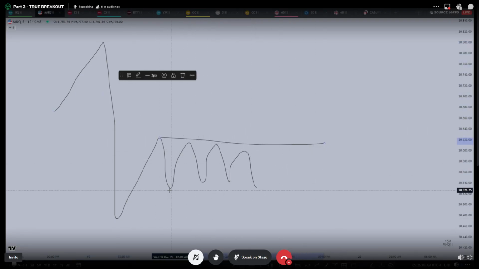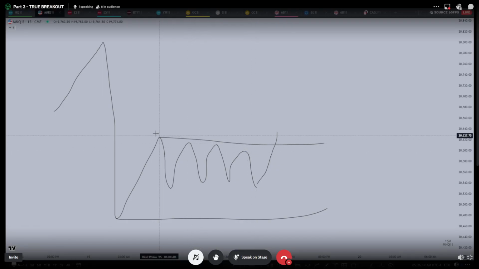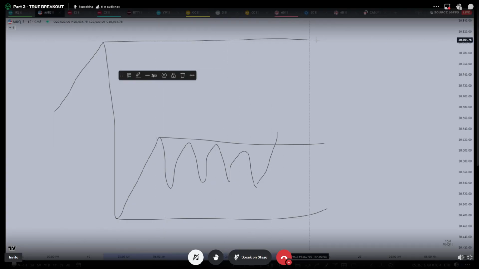Price taking out a relevant extreme of a high. This is not an extreme for me. These are not relevant extremes. This is a relevant extreme. Why relevant? Because I would not try to frame anything from these. That's why only marking this.